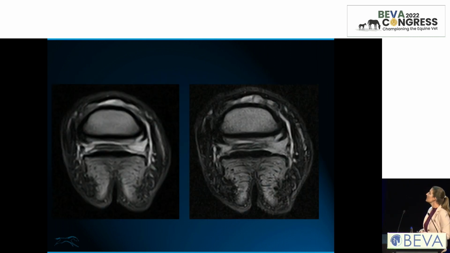The same with the T2 fast-spin echo on the left-hand side. Again, a normal T2 fast-spin echo on a low-field system with a 5 mm slice thickness, and it's a fluffy story compared to the T2 fast-spin echo high-res with a 3.5 mm slice thickness.